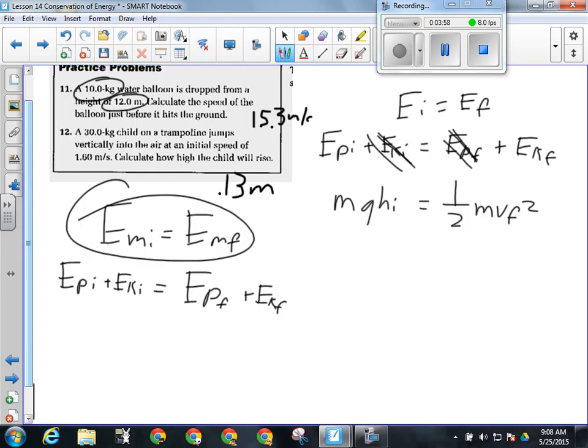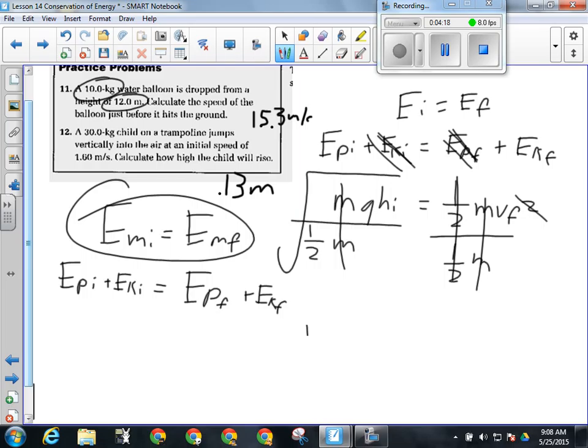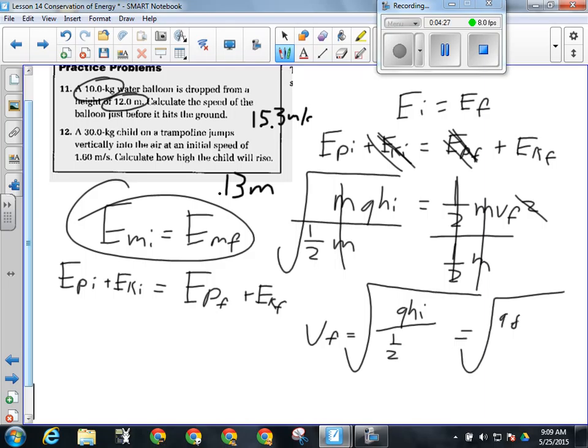So what do I have to move? Half of M, right? Can I cancel M? Yes, I can. In this case, I can. And I still need to do one more thing. Square root. So V F is going to equal the square root of G H I over 1/2. That's going to mean 9.81 times 12 over 1/2.